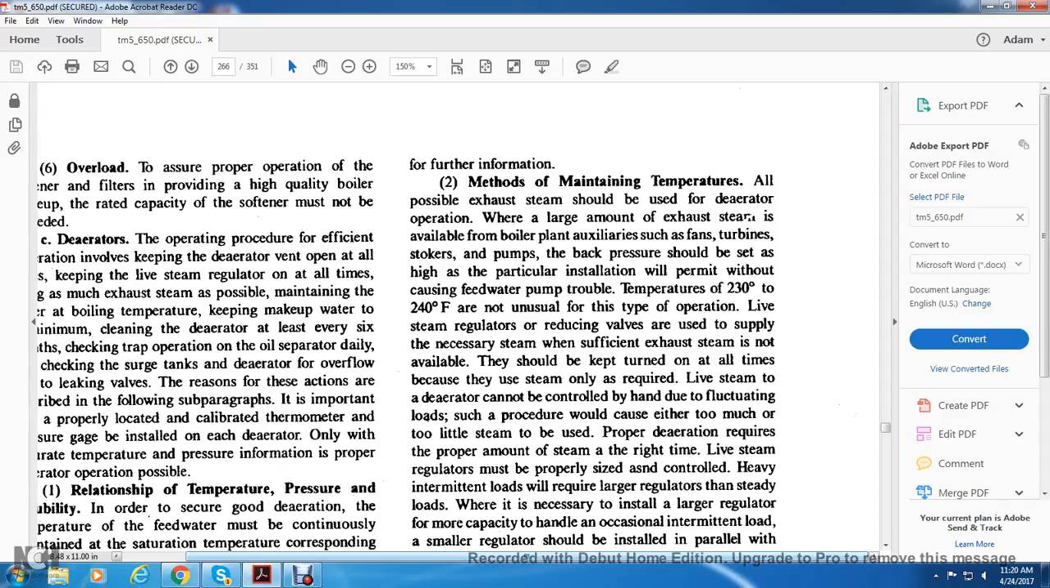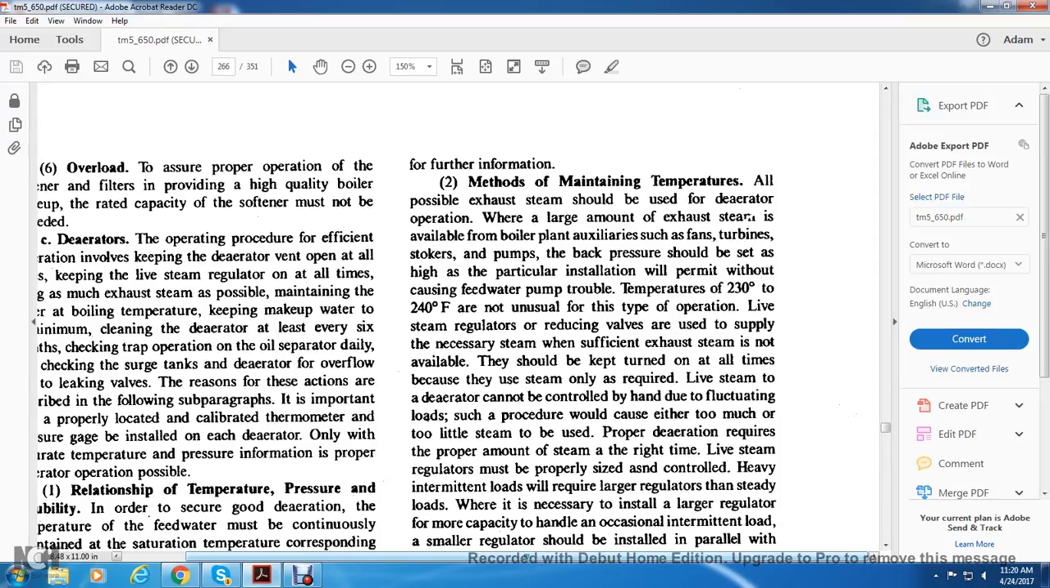Live steam regulators and reducing valves are used to supply the necessary steam. When sufficient exhaust steam is not available, they should be kept turned on at all times, because the steam is used only as required live steam. The deaerator cannot be controlled by hand due to fluctuating loads. Such procedure would cause either too much or too little steam to be used. Proper deaeration requires the proper amount of steam at the right time. Live steam regulators must be properly sized and controlled.